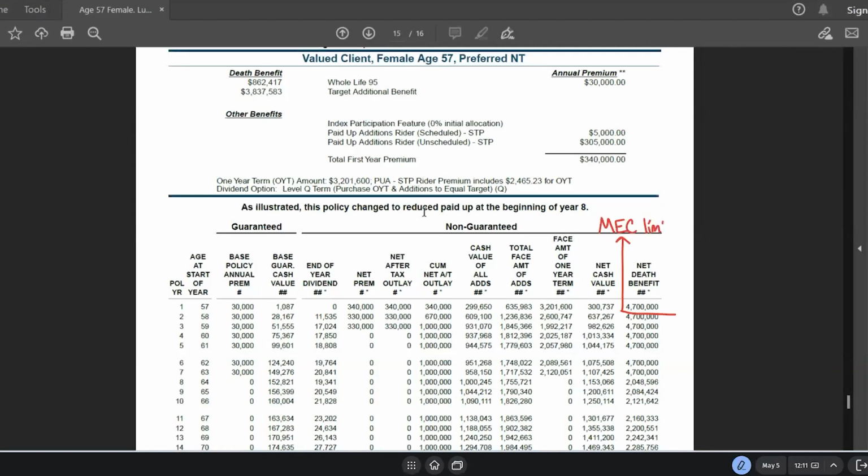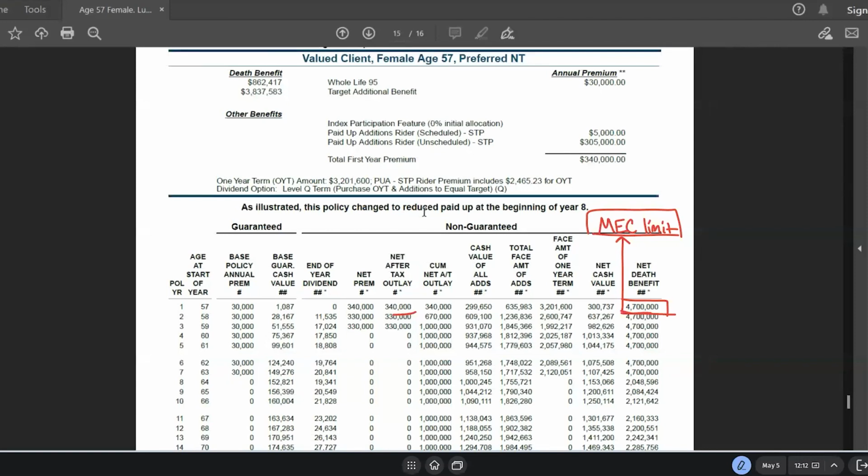So what has a direct relationship to that MEC limit is an individual's age and total death benefit. There are other factors such as the guaranteed rate and such, but my point is this death benefit is the minimum death benefit we could have in order to have a MEC limit of $340,000. So we solved for the minimum death benefit to minimize costs and then maximize cash value.